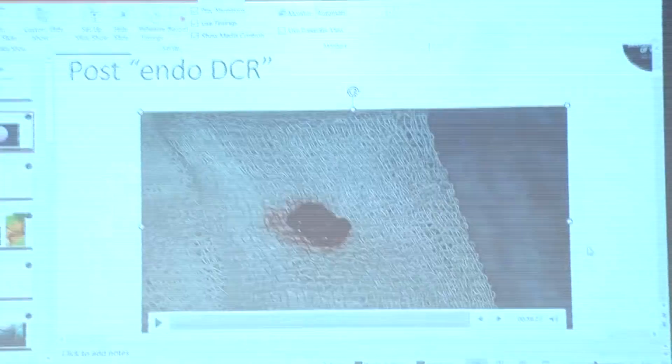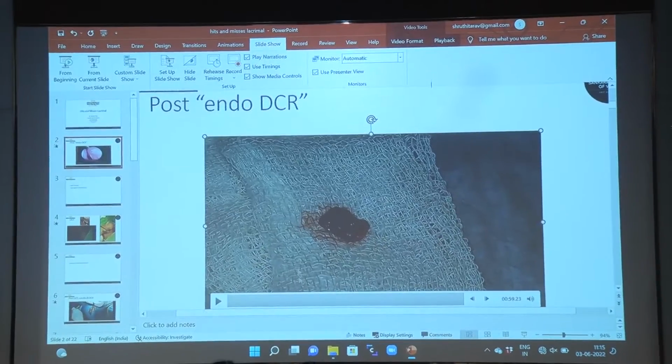So when I did a DCR, it was as if I was doing a routine case. It was very virgin. It was as good as nothing being done. And when the sac was completely inflamed, it was sent for biopsy, and that is what it came as.